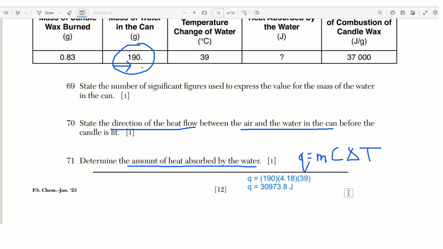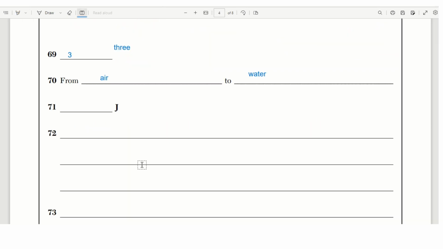It does not say I need a certain number of significant figures. If I was looking for significant figures, I would only want 2 because almost all those have 2, and that's the lowest number of significant figures. So to 2 significant figures, it would be 31,000 joules. But again, it does not say I need significant figures, so you can literally just write this straight from the calculator. Okay, so 31,000 joules is my answer here.